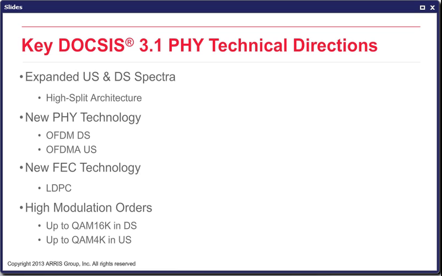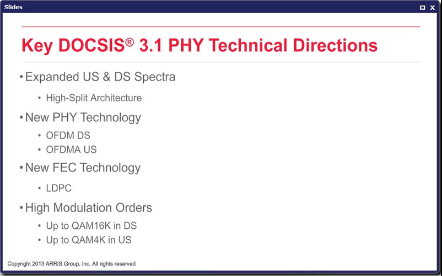This slide talks about the main technical features of DOCSIS 3.1. The very first technical feature is the expansion of the upstream and downstream bandwidths. The second feature that DOCSIS 3.1 introduces is the use of OFDM as a new transmission technology. OFDM is a multi-carrier technology that stands for orthogonal frequency division multiplexing. And I'm going to explain it a little more in the next few slides.